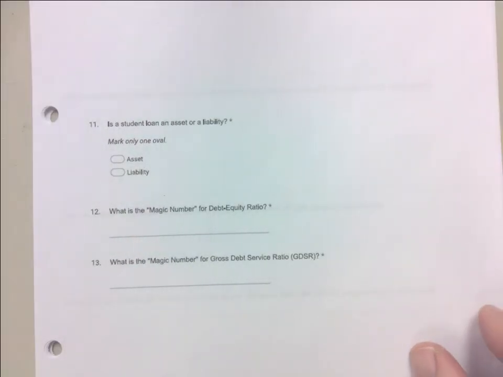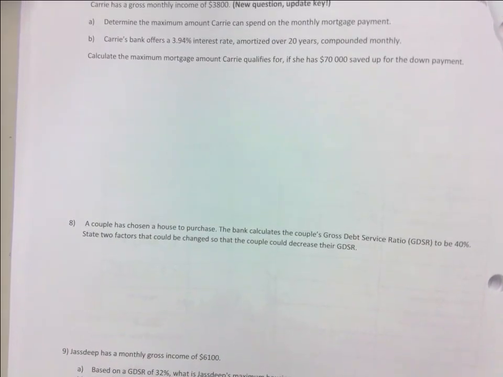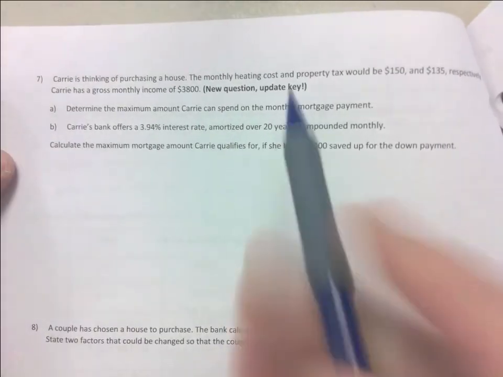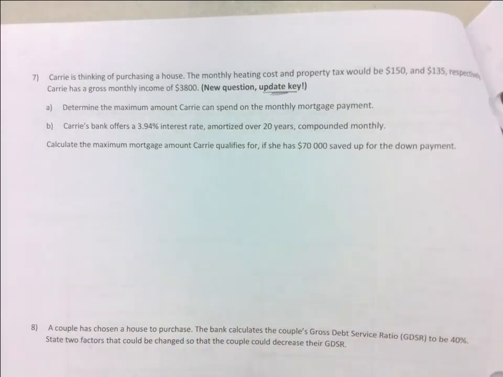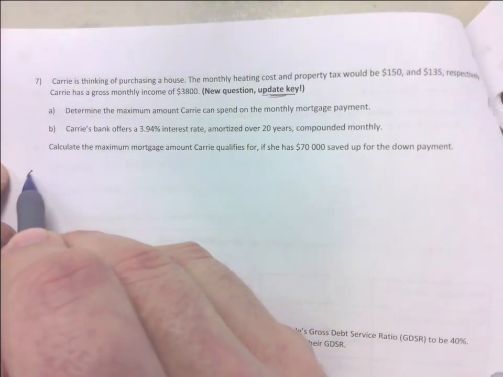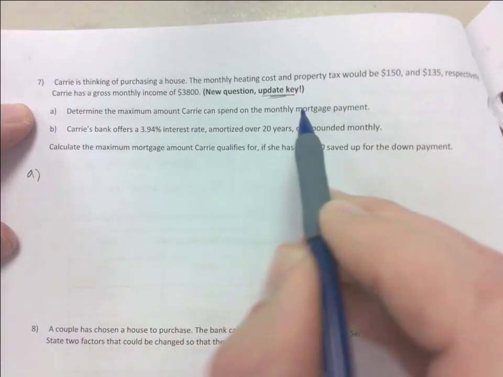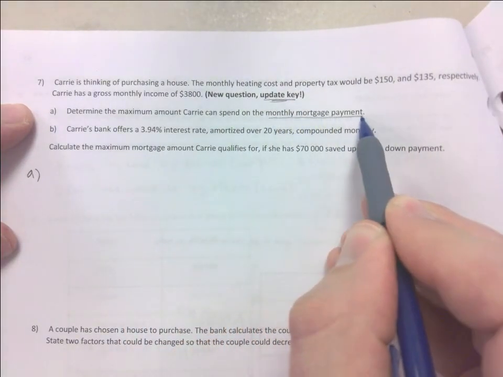And then there was one question that kept on throwing students off. It's because I made changes to it and it didn't jive with the key. I did tell myself, new question, update your key. But I obviously didn't. Okay? I missed that part. So let's do it together and then that'll be your key, right? A, determine the maximum amount Carrie can spend on the monthly mortgage payments.